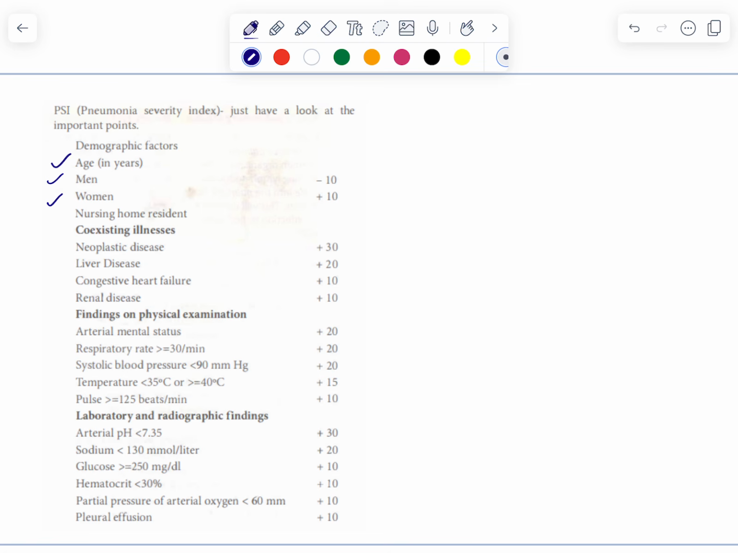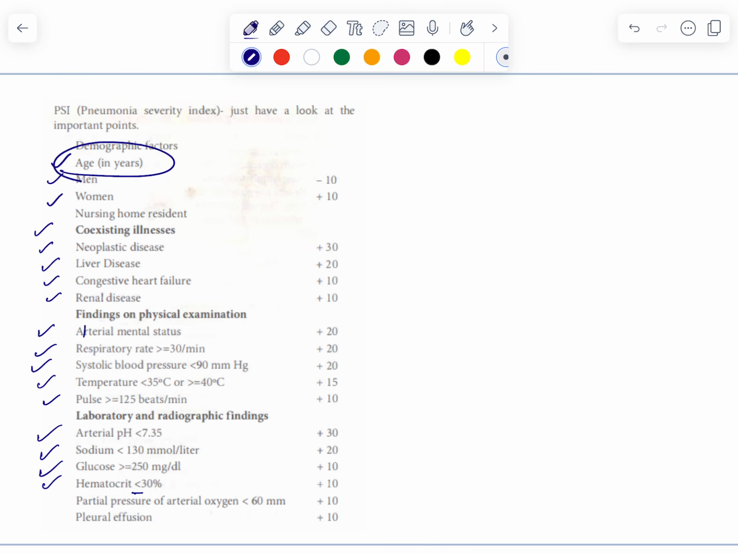Age, men, women, that is gender. Any coexisting illness: neoplastic diseases, liver pathology, congestive heart failure, renal pathology. Any altered mental status. Then respiratory rate more than 30, systolic blood pressure less than 90, temperature more than 40, pulse rate more than 125, pH less than 7.35, sodium less than 130, glucose more than 250, hematocrit less than 30. Like this, many parameters are there.